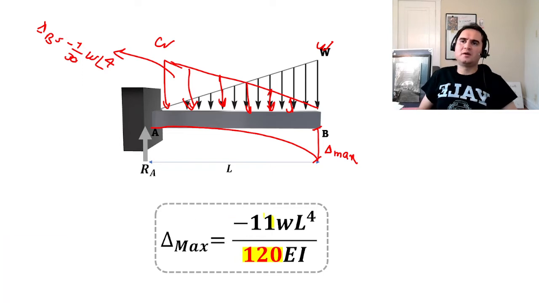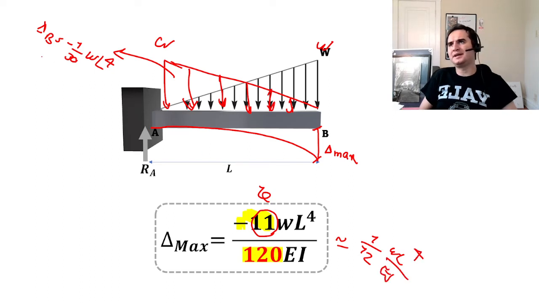So what happened in this case, delta maximum is negative 11 WL to the 4 over 121, that's the direction. One can say that's almost 1 over 12. If you just assume this is 10, that's an approximation of 1/12 WL to the 4 over EI, and that's far bigger than the other scenario. 1/12 in comparison to 1 over 30.